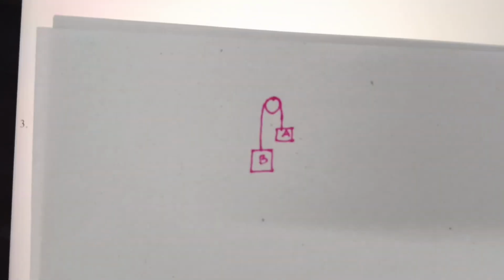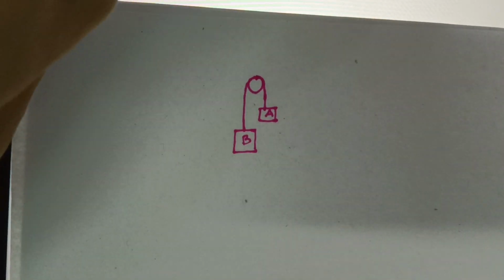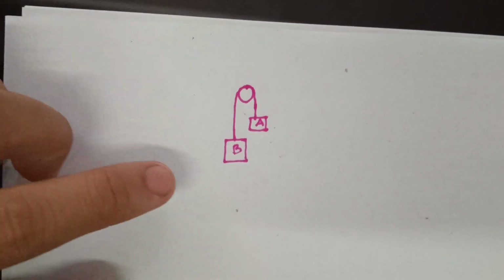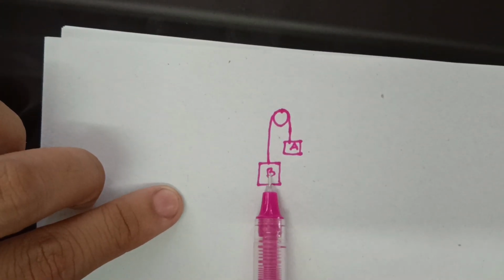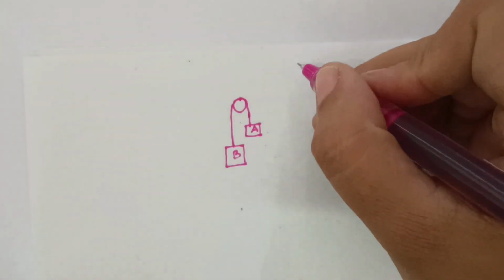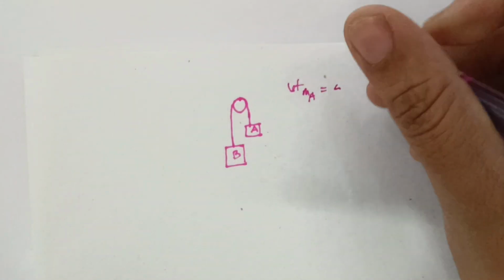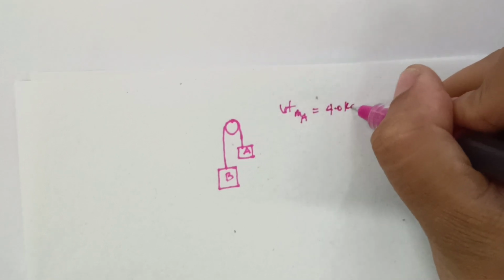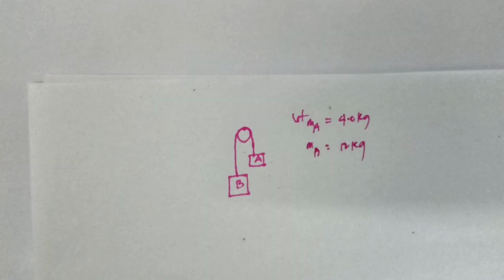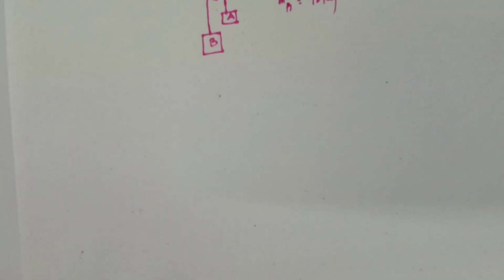So ito na yung drawing natin. Okay, you have two objects, no, connected by a cord. So ito yun siya. Object B, object A. So, ang gagawin natin dito, let M sub A is equal to 4 kilograms and M sub B is equal to 12 kilograms. Yan. So, yan siya.